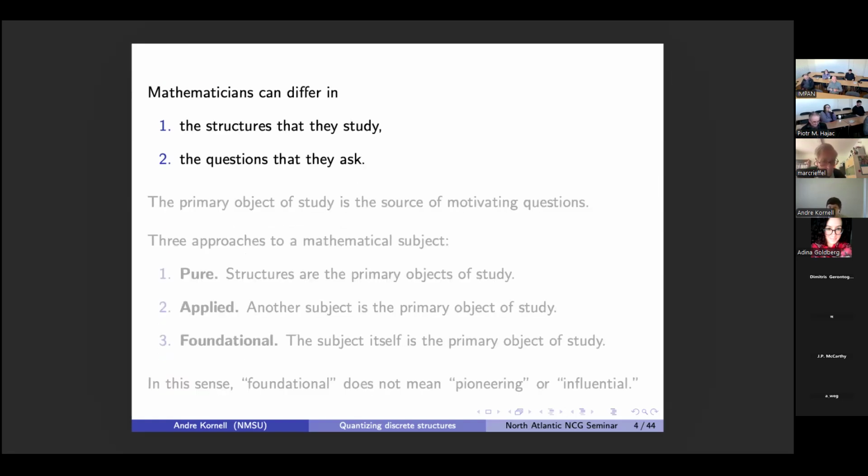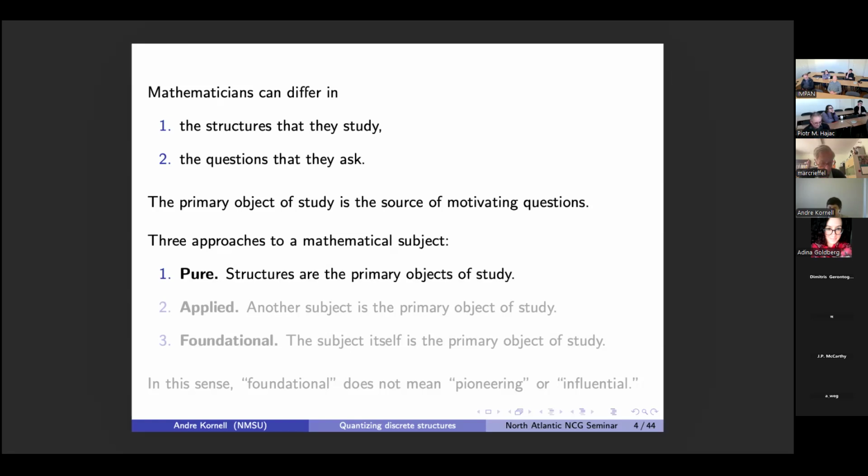We can think about how to classify mathematicians. The standard way of thinking about kinds of mathematical research is to focus on the structures that they study. But I also think that mathematicians differ significantly in the questions that they ask. In a sense, the key concept here is the primary object of study, which is the source of motivating questions for the research that you're doing. And I might highlight three approaches to a mathematical subject.